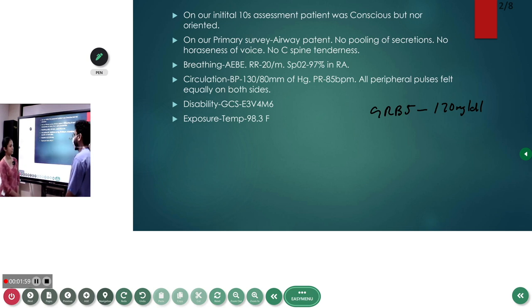Importance of checking sugar in this patient. This patient, very unlikely, but otherwise, as a whole, in general, hypoglycemia should be ruled out. Okay.